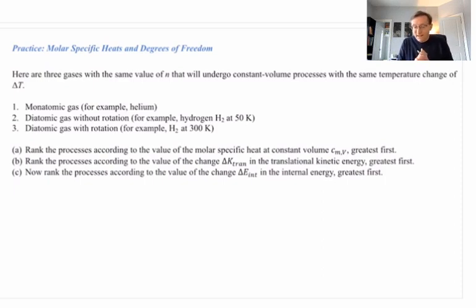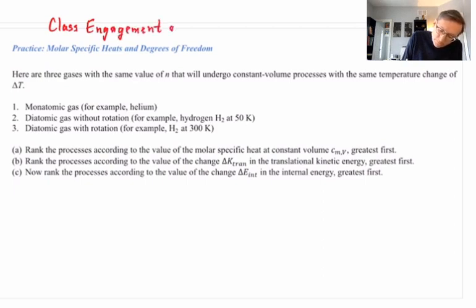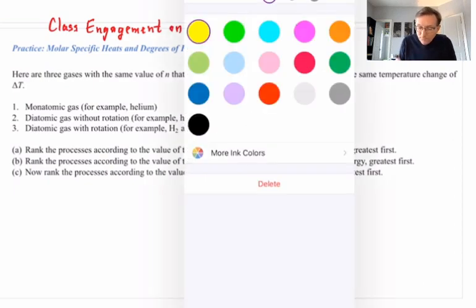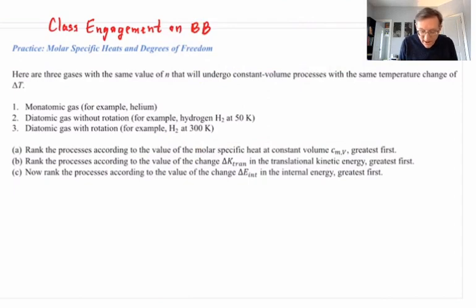All right. Now, the last thing is a class engagement exercise that you will answer on Blackboard, as usual, to let you practice with these ideas a little bit. Practice with molar specific heats and degrees of freedom. Here's a scenario. There are 3 ideal gases, all with the same number of moles, little n. And they're all going to undergo constant volume processes, with the same temperature change, delta T. So a lot of things are the same. But here are the different gases.